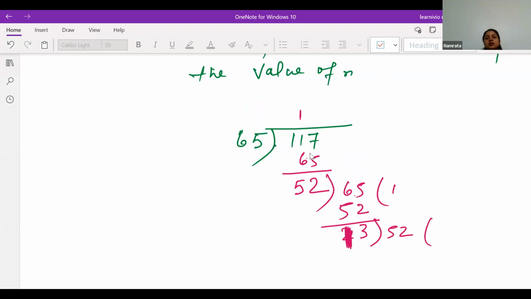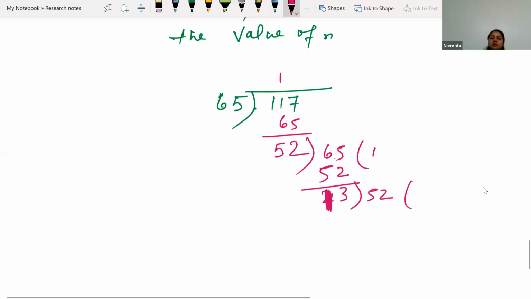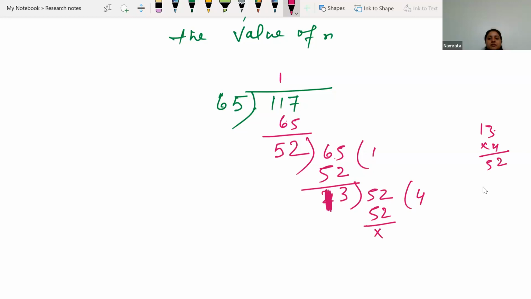Till which number do you know the table? 13 4 times? 4. I was just going to say it's divisible. If you divide 52 by 13, it would be 4. Yeah, it will be 4, right? Because 13 4 times is 52 only. So, what is the HCF?